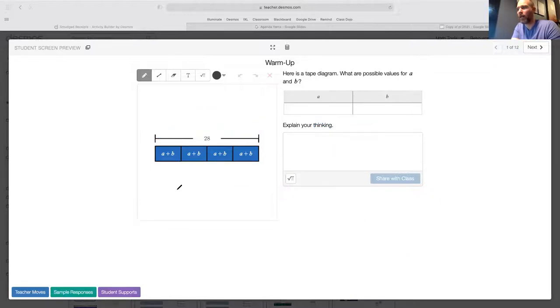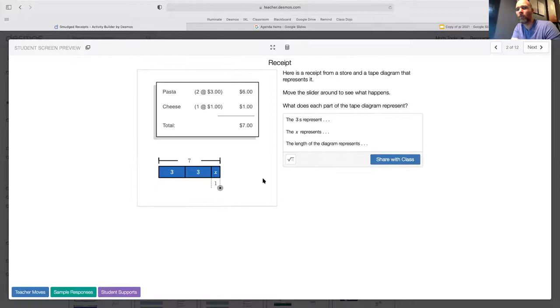Let's move on to the next slide. So I want you to go into slide two, look at this receipt, play with this dot movable thing here. See if you can figure out everything there is to know about this slide, and I'm going to explain it in a little less than 2 minutes.